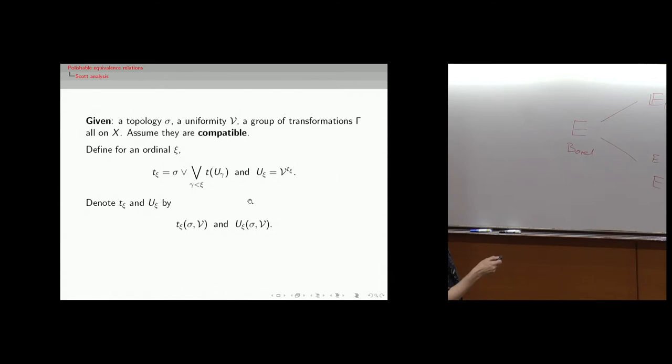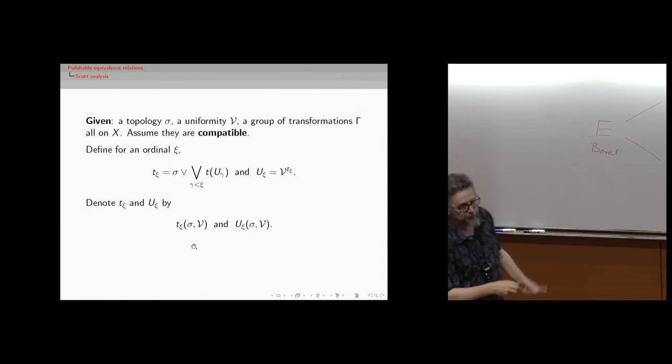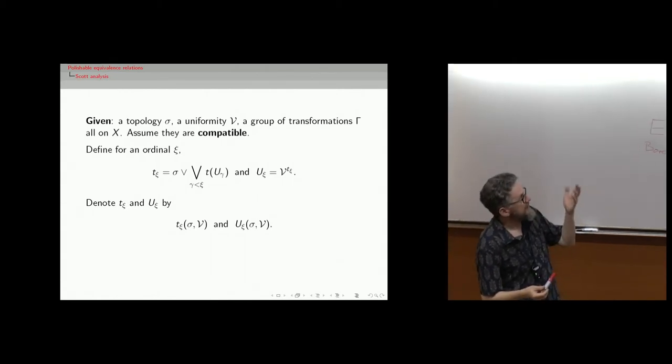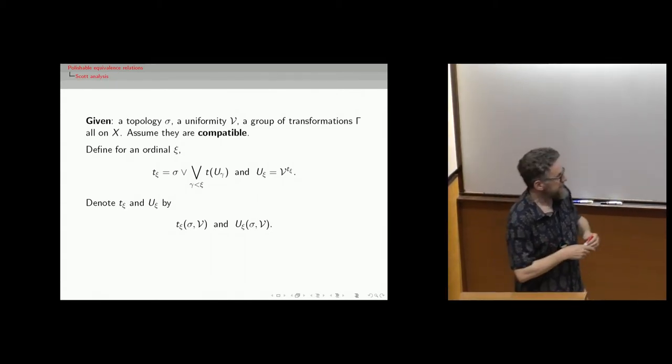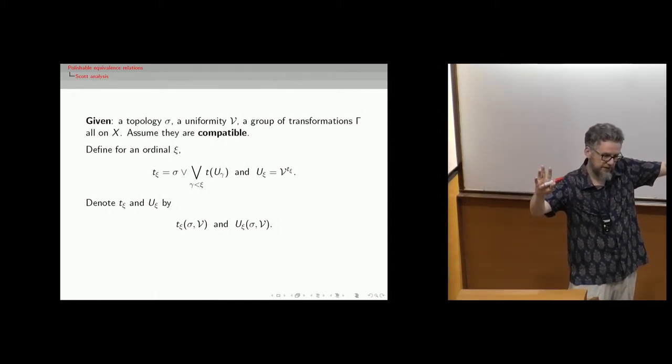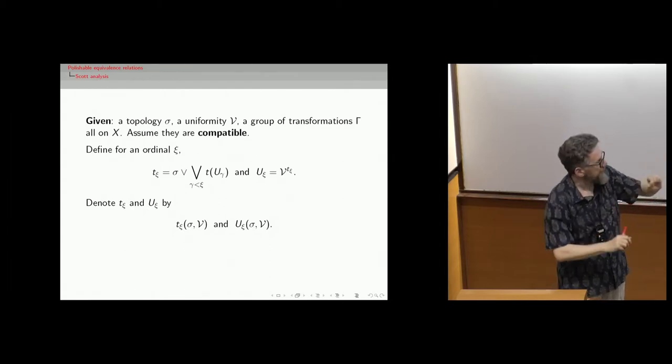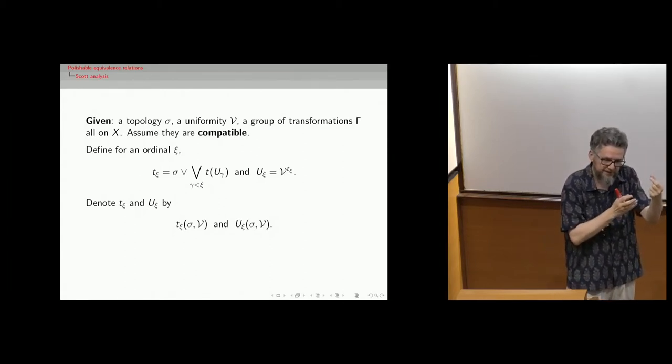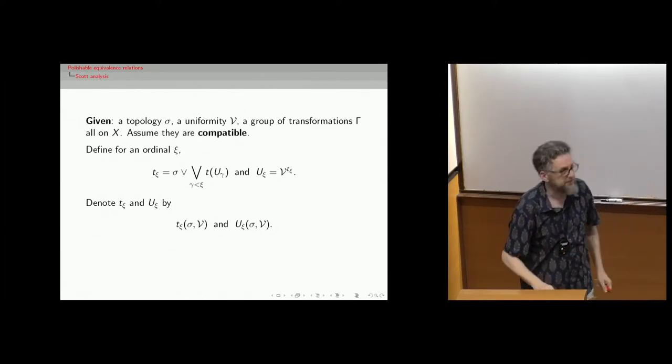So if I have tau xi, I produce u xi by taking V fattened by tau xi, and then I add the new topology to the old topology that I produced. One can actually check, this is a definition, but I can check that these topologies all grow, and the uniformities are also becoming bigger and bigger. I denote them tau xi and u xi because they are produced from sigma and V. Right, so this is a procedure that, from sigma and V, allows me to produce uniformities approximating V from below. So containing sigma, I'm enriching sigma, staying inside of V, and I'm approximating V.